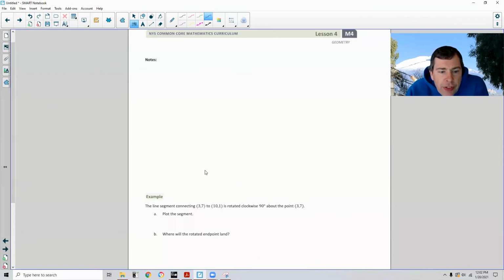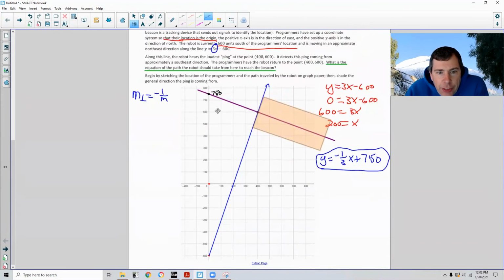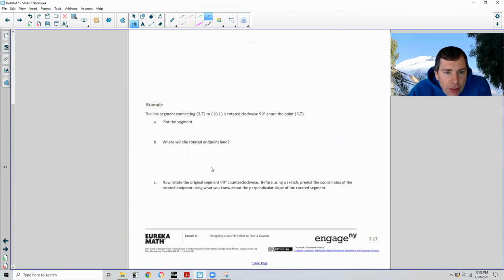Okay, page 2 gives us an area to do the notes. Basically, I just extended this page right here. So under notes, you should have a graph in your work to figure out what we just did. So I'm going to skip that notes part. I'm going to go down to this example and let me extend the page and clean this up.